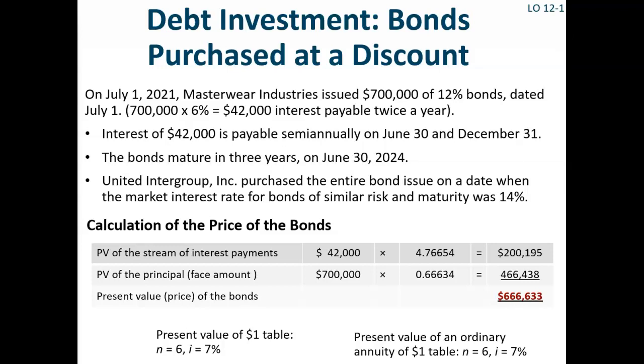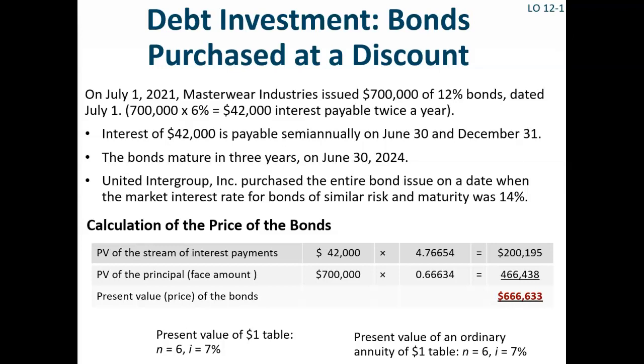Step 1. Calculate the bond interest payment. And we already did that. Bond interest payment is the face value of the bond times 1/2 of the contract interest rate. $42,000 interest will be paid twice a year for 3 years, so there will be 6 interest payments of $42,000.